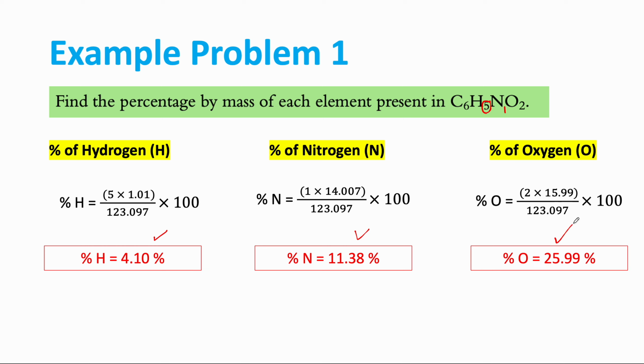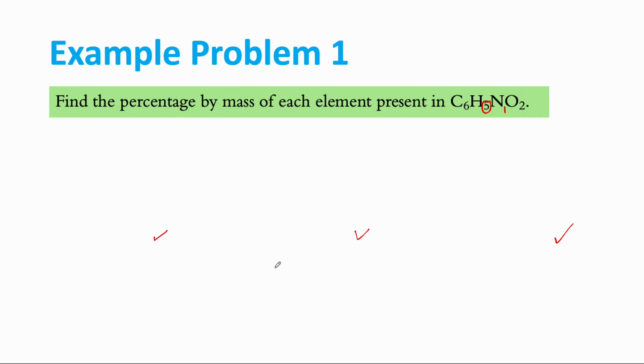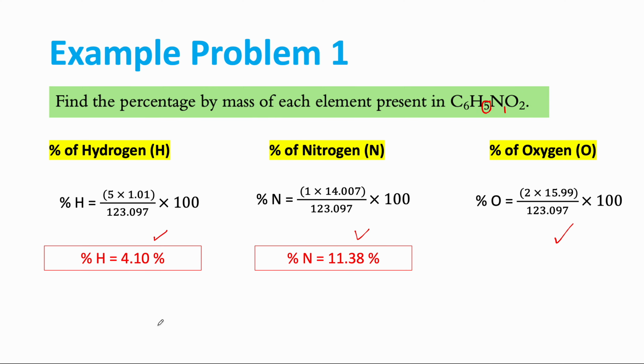And we get this. So these are the percent compositions of each element, and if you add them, 25.99 plus 11.38 plus 4.10 plus 58.53, it should equal 100. And if you get 99.99 or something very close to that, that can still be considered correct. So that's it for this video.